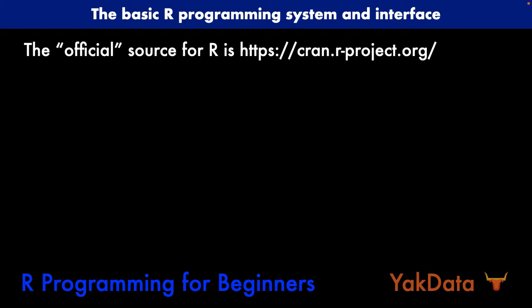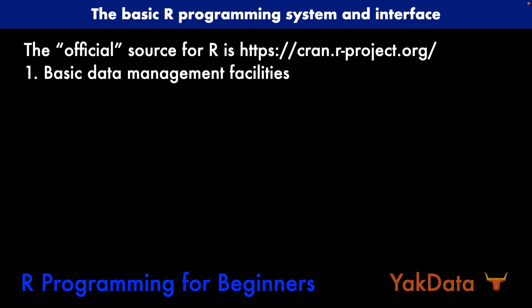The official source for R is https://cran.r-project.org. So CRAN, we'll talk about that in a second, but this is where you can download the core R programming language and engine if you prefer. This is not the way we're going to install it in this course. We have a much simpler way to manage it and efficiently use it, and also to ensure you get the same results I get in the course.